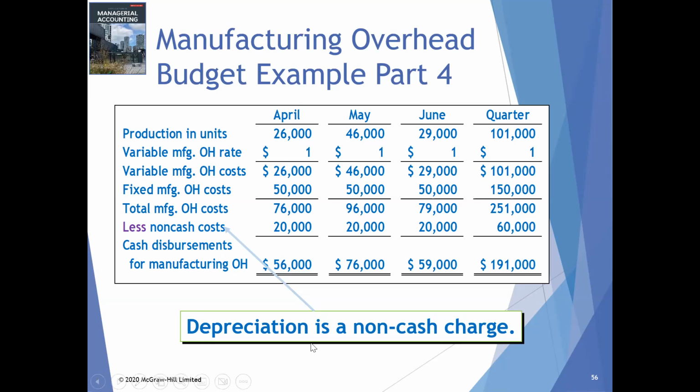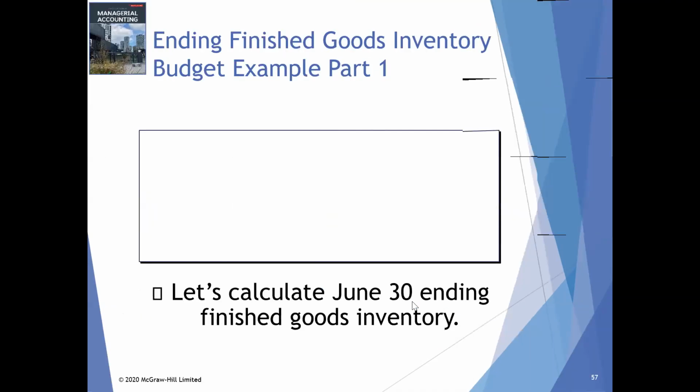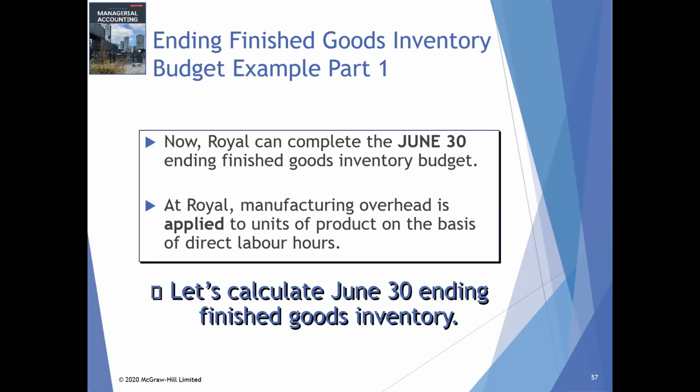Depreciation is a non-cash charge. So this is what we have calculated: how much cash is required for making payment for the manufacturing overhead. Now we come to the next point, the ending finished goods inventory budget. The finished goods inventory budget will be calculated as of June 30th.